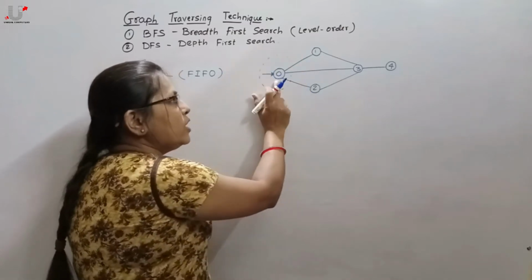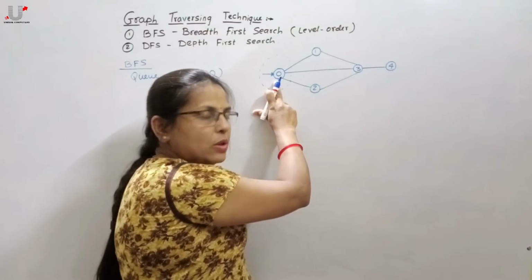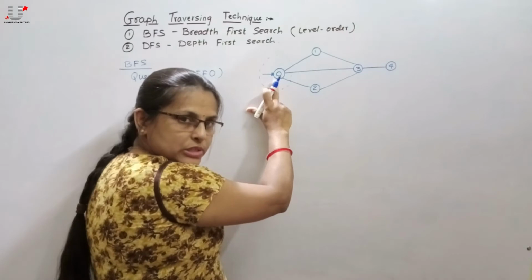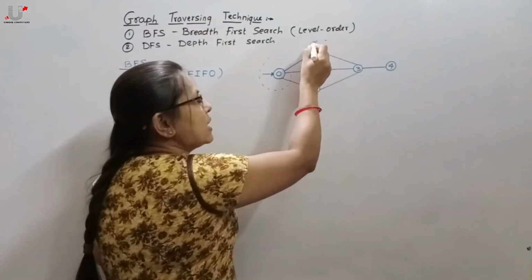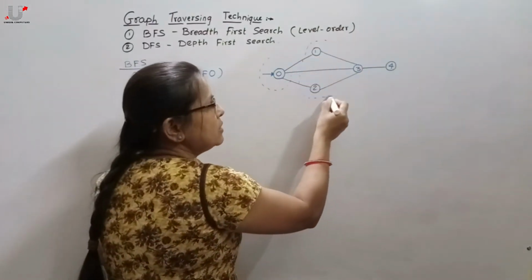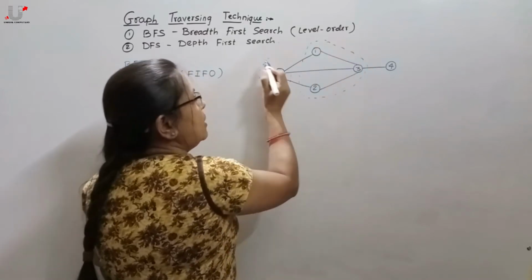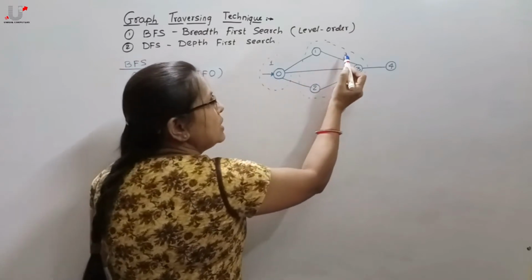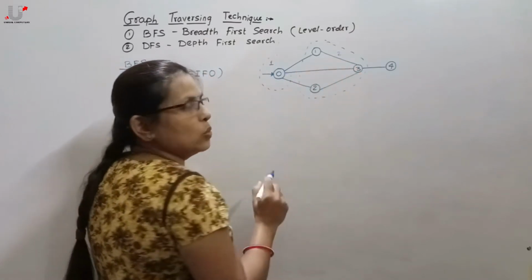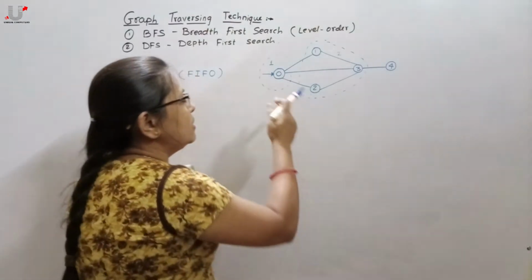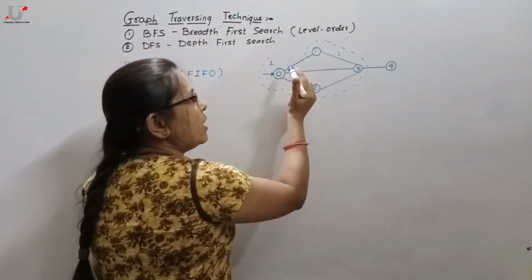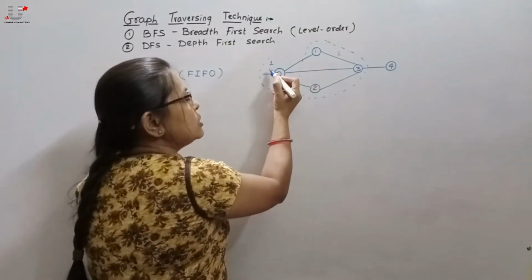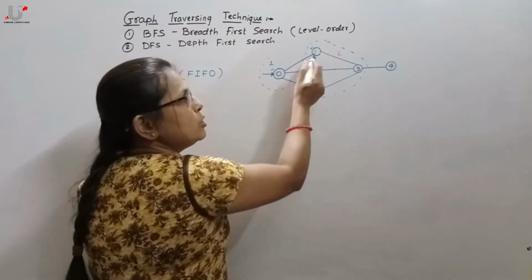Then, when we explore this 0, explore means we have to add all the adjacent nodes to 0 as level second. Here 0 is at level 1. All the adjacent nodes to 0 are considered as level 2. The adjacent nodes means the two nodes which are connected using an edge. We call these two U and V. These nodes are adjacent to each other.